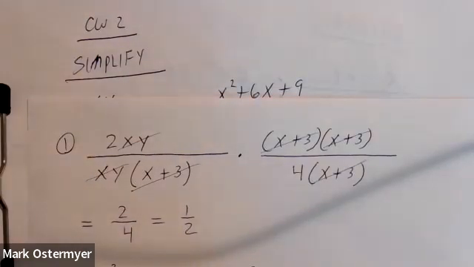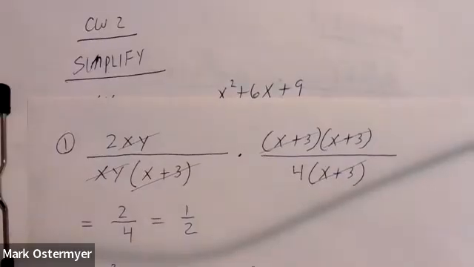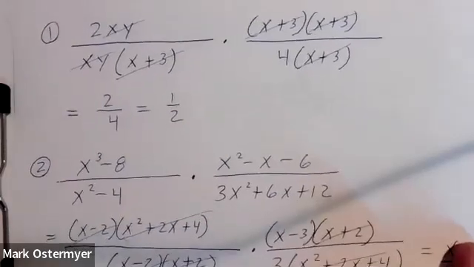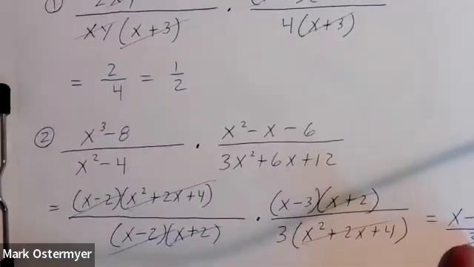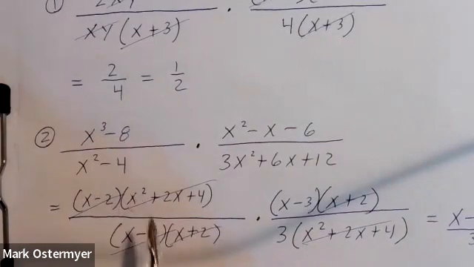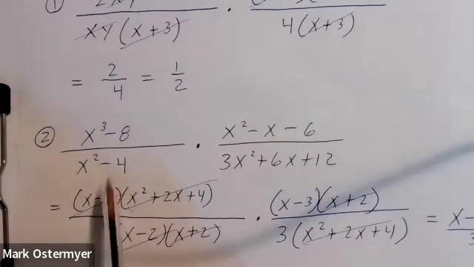All right, number 2. Anybody want to share your answer for number 2? X minus 3/3. Okay, x minus 3/3. Anybody else agree? Okay, let's take a look. Obviously, we have a lot of factoring to do here. This is the difference between perfect cubes, 8 being a perfect cube of 2. So it would factor into the product of this binomial and this trinomial. This is the difference between squares, factors into x minus 2 times x plus 2.